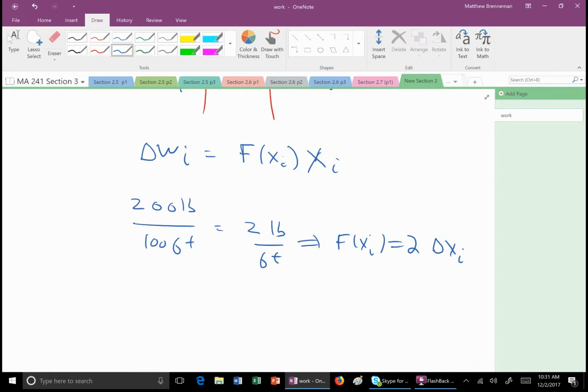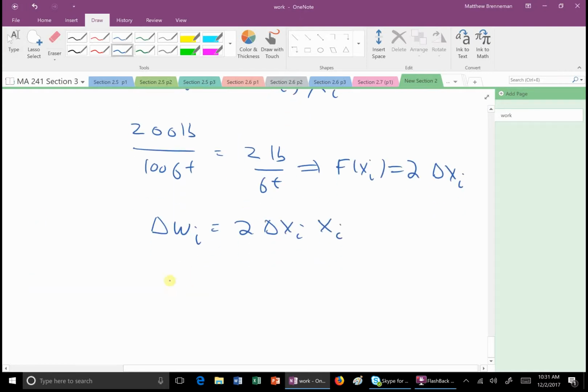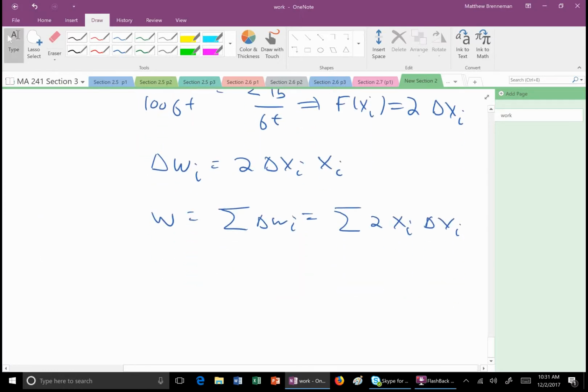Now I have an expression for that change in work, right? So I can now say that the work required for the ith element is just going to be 2 delta xi. And of course the total work is the sum of all of these. You can see what's going to happen, right? I'm going to go right to the end. So now if I pass to the integral, this goes from 0 to 100, 2x dx, and I just evaluate that.